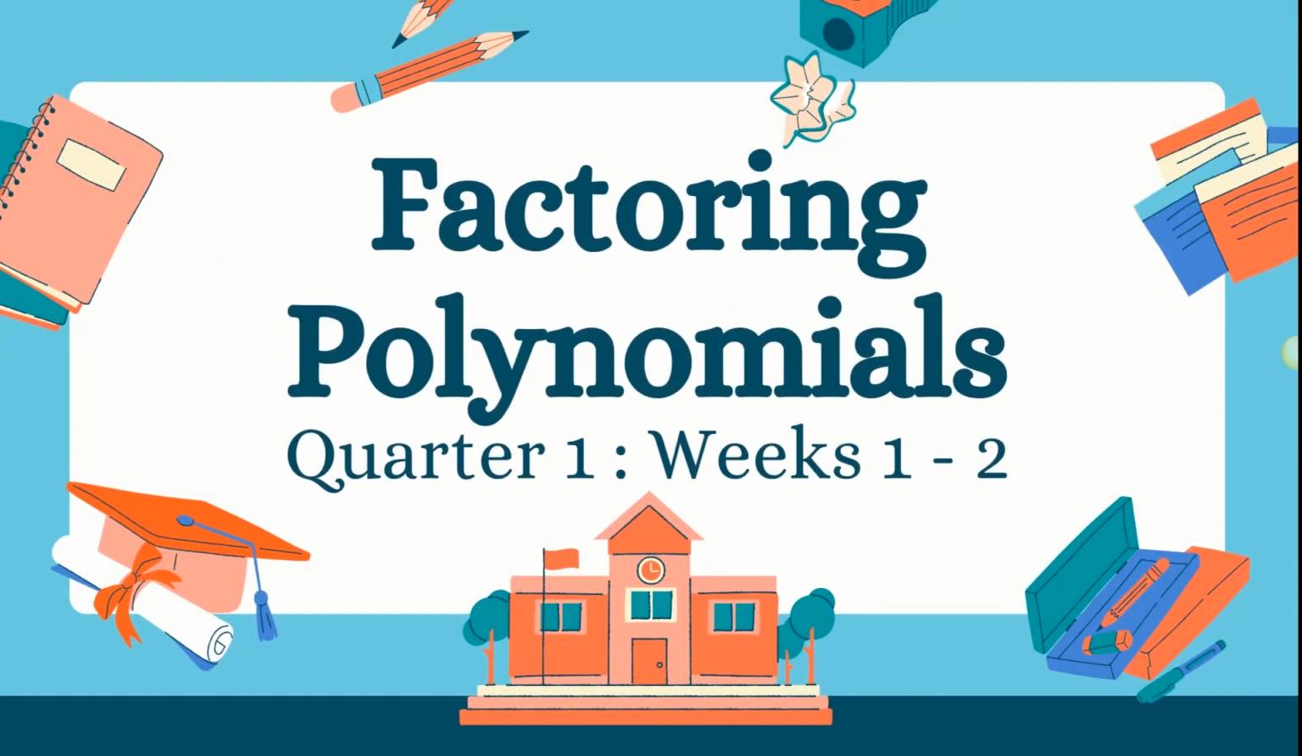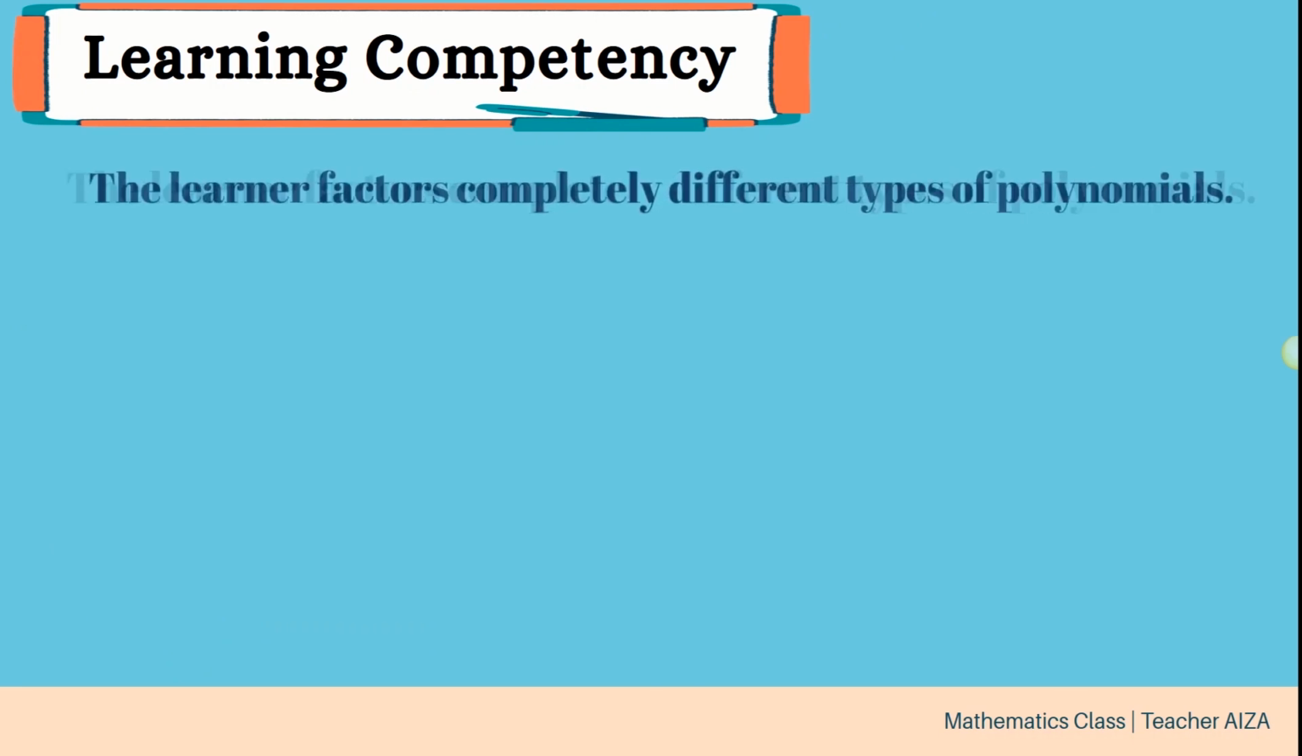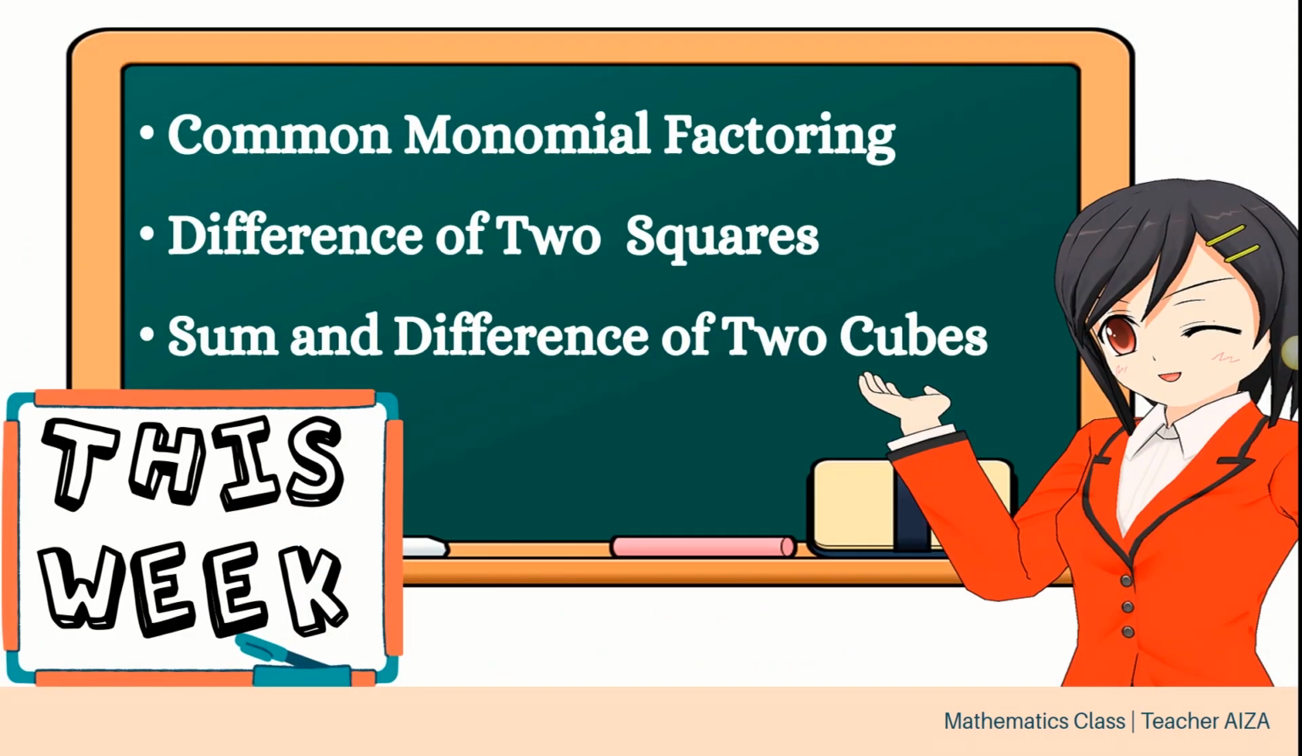For weeks 1 and 2 of quarter 1, we shall be factoring completely different types of polynomials, specifically polynomials with common monomial factors, difference of two squares, sum and difference of two cubes, perfect square trinomials, general trinomials, and polynomials that could be factored by grouping. For this week's video, we shall be focusing on the first three objectives.